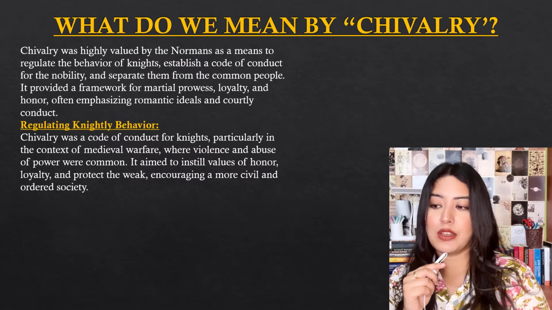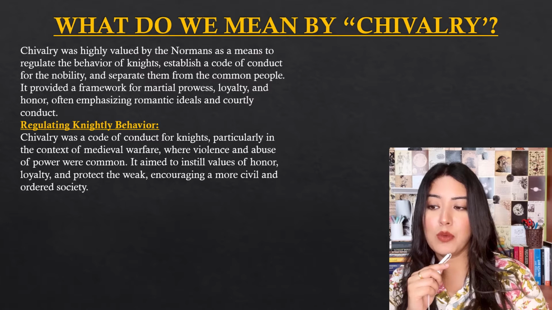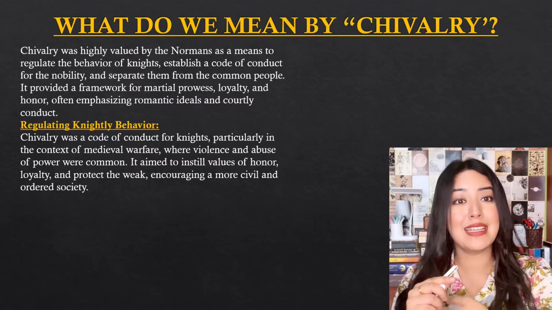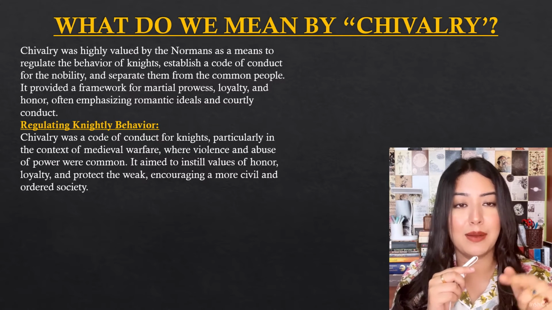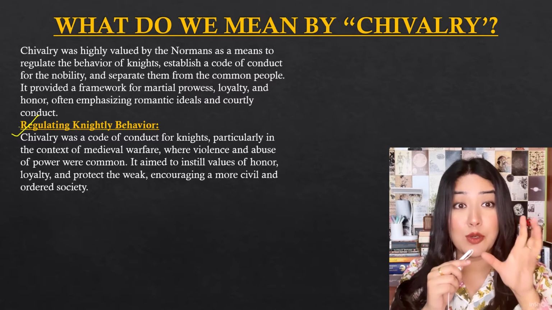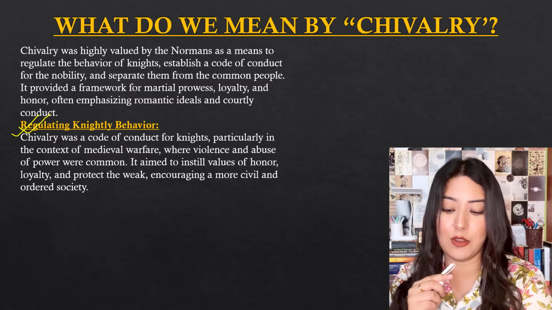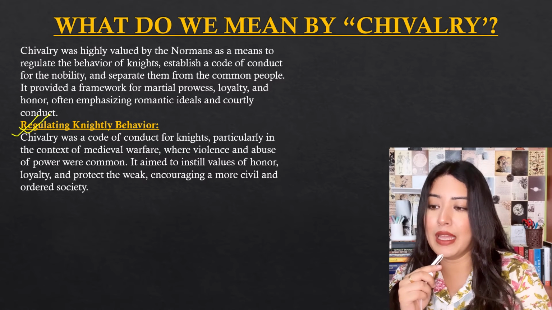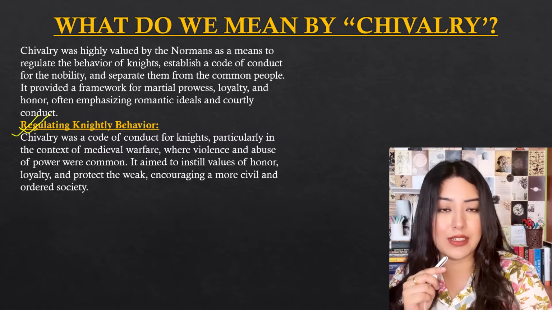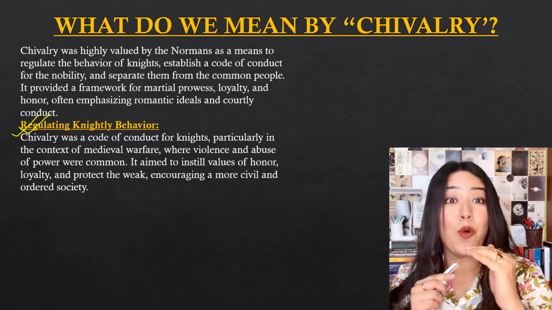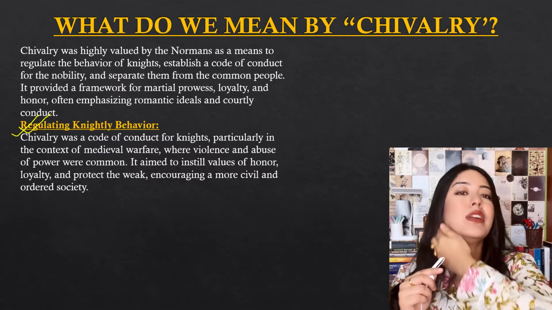Knightly behavior was regulated. Chivalry was a code of conduct for knights, particularly in the context of medieval warfare, where violence and abuse of power were common. So in medieval warfare, violence and abuse of power, like I said, if the police officer himself commits a crime, then who will punish him? So to regulate that, you had this code of conduct, that you are supposed to behave this way. Then it aimed to instill values of honor, loyalty, and protect the weak, encouraging a more civil and ordered society. This is done for order in the society.